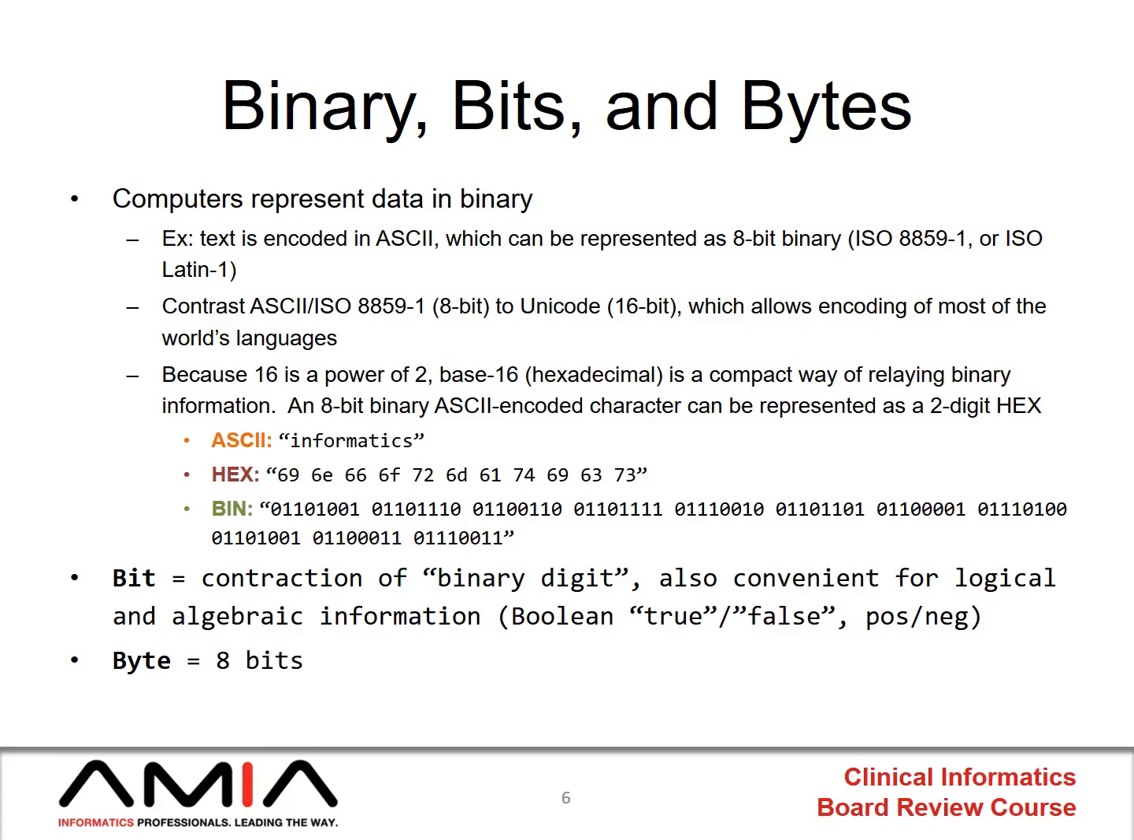Just a bit of terminology. The word bit is a contraction of the words binary and digit, and a bit is also a very convenient way for representing different logical functions like true or false or Boolean operators, as well as algebraic information like positive or negative. By convention, a byte is actually an 8-bit character string. So a single byte of memory, for example, is sufficient to represent a single ASCII character.